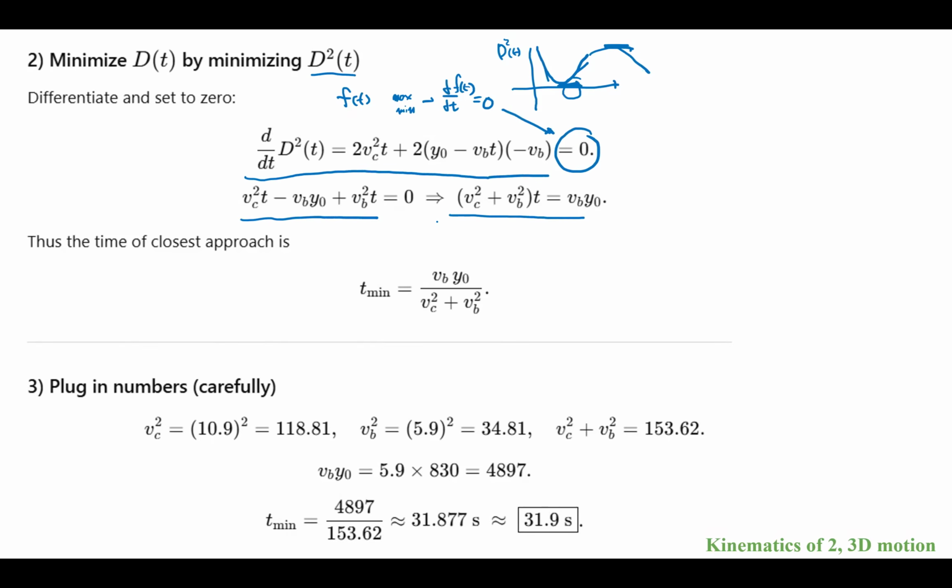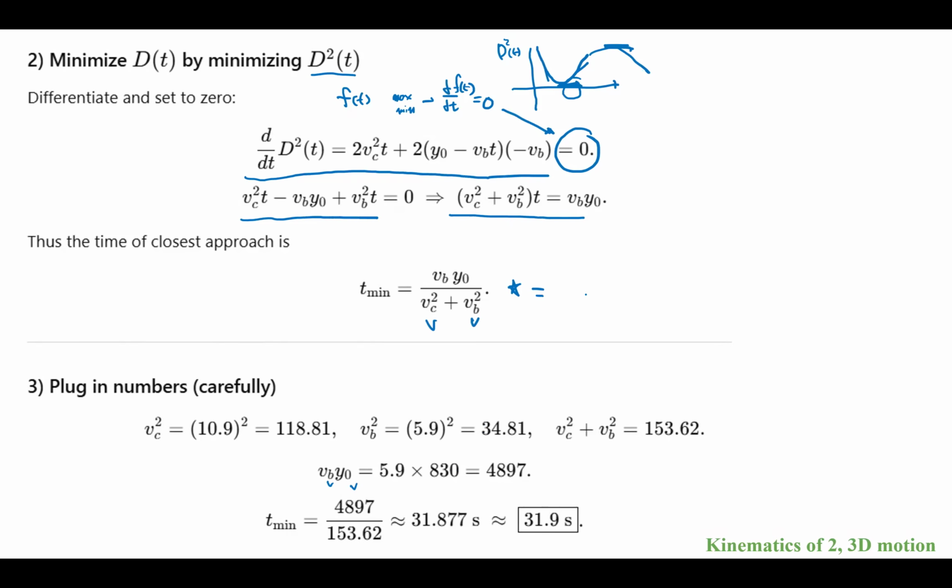And then you'll see that we can find this time here. Then plug in numbers, v_c, v_b, v_c squared, v_b squared, and y_0 have been calculated, and then you can find the answer in seconds. Note that, once again, we need to check the dimension.